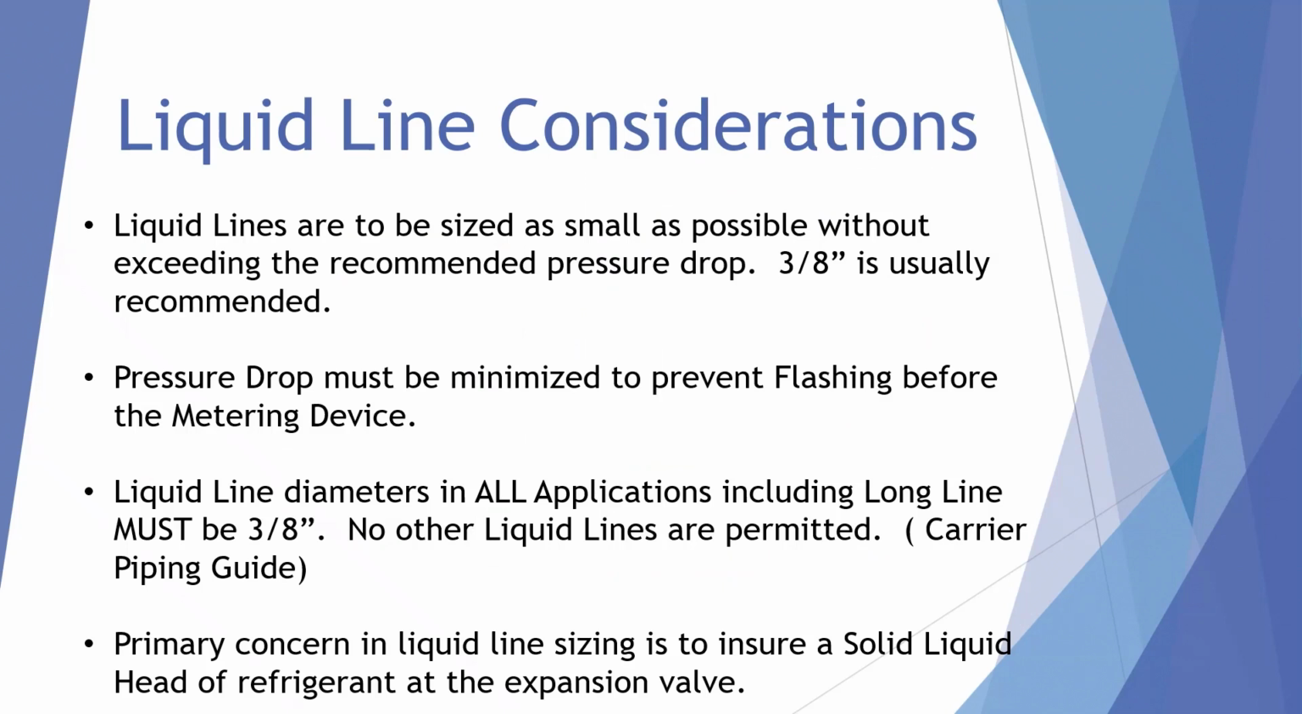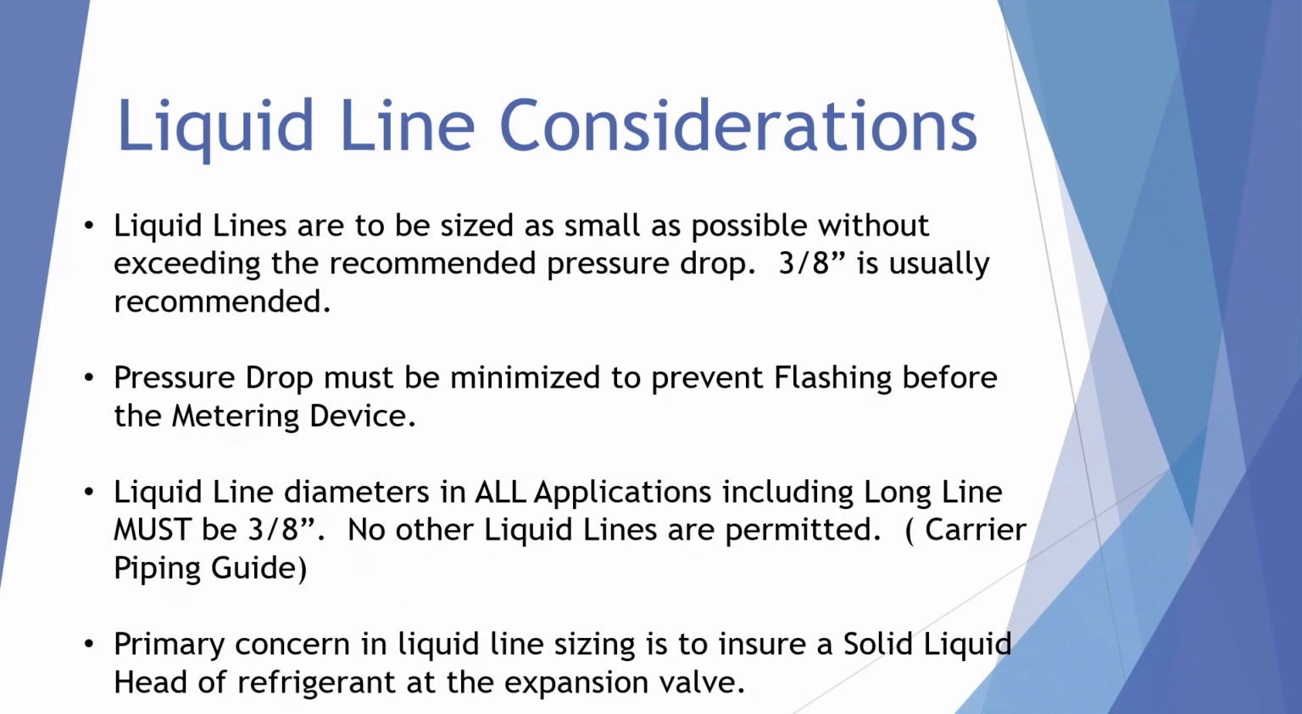When sizing liquid lines, there are some considerations we need to look at. Liquid lines are to be sized as small as possible without exceeding the recommended pressure drop. 3/8 inch is usually recommended. Pressure drop must be minimized to prevent flashing before the metering device. Liquid line diameters in all applications, including long line, must be 3/8 inch. No other liquid lines are permitted.